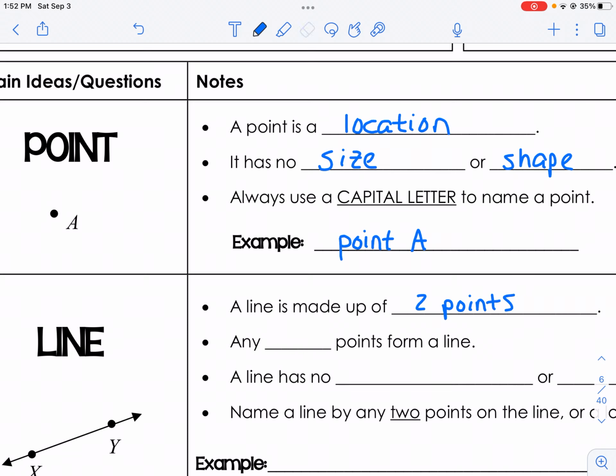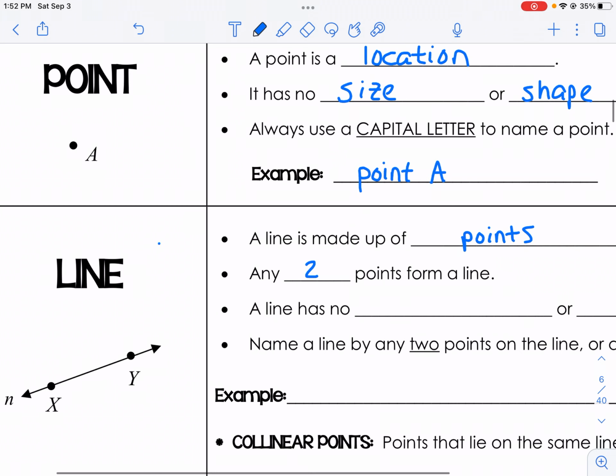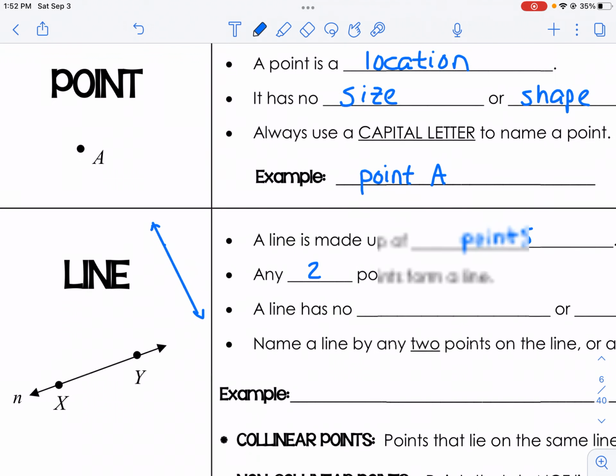Actually, I should take off the number 2. A line is just made up of points. It's a bunch of points, an infinite number of points in a row. The 2 comes in on the next part. Any 2 points form a line. So if I over here draw 2 points, I can automatically connect them, using Notability, with a line. So any 2 points can be turned into a line.